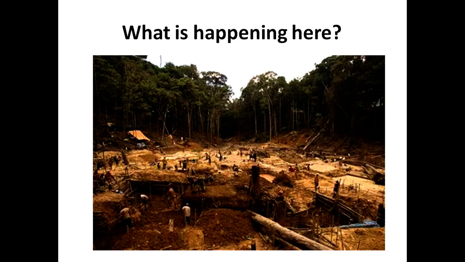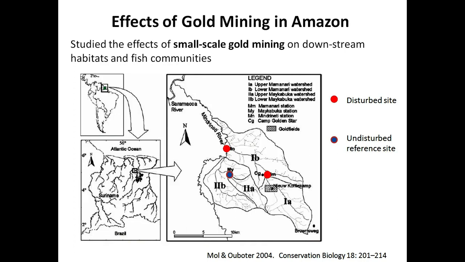Can you think of what is happening here? This is in the middle of Amazon. They are mining for gold. So gold mining is happening all over the Amazon, and it can create some significant impacts, especially on aquatic habitats. And in this particular study, they focused on studying the impacts of small-scale gold mining on fish communities.